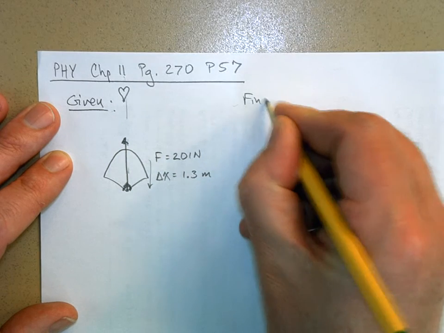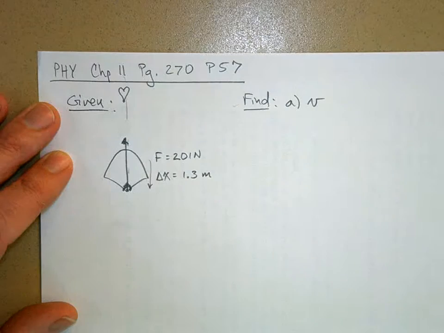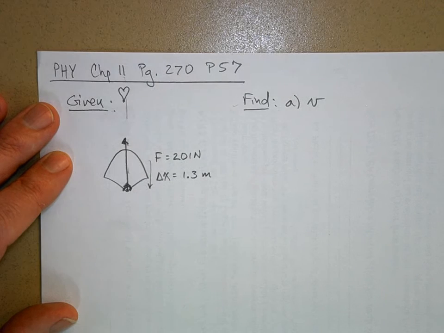So what do we want to find? We want to find what velocity does it have when it leaves the bow?